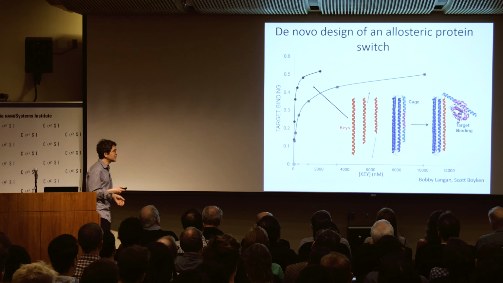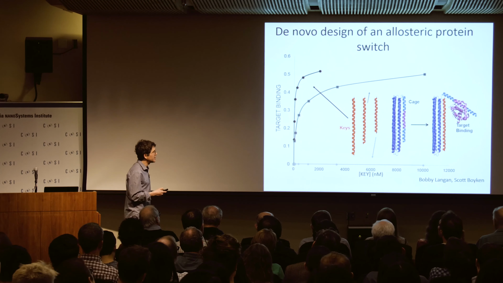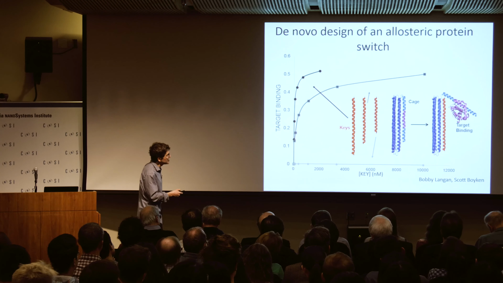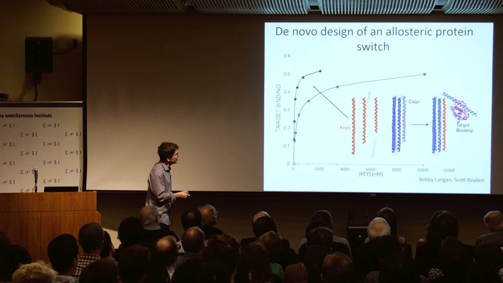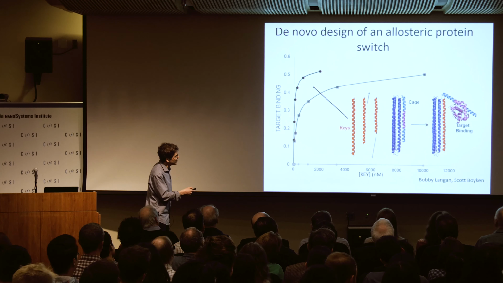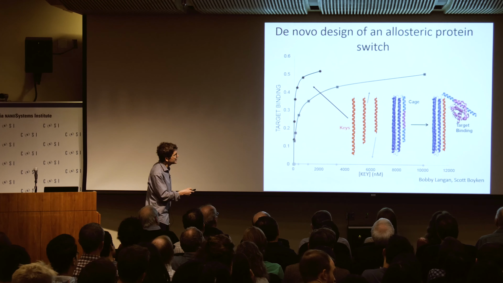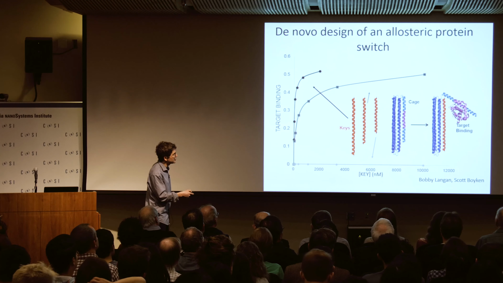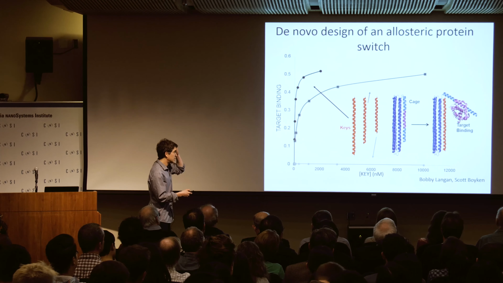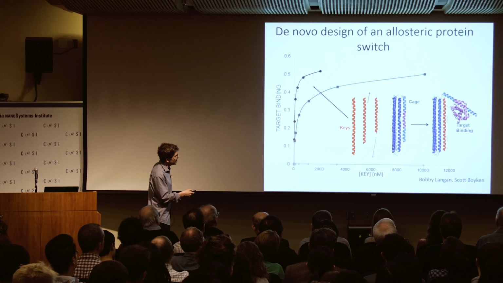So in a second example of dynamic proteins, I'm going to now talk about a primitive example of allostery. Here, Bobby Langan, working with Scott, has taken another one of the helical bundles that's held together by hydrogen bond networks, and he's embedded within it a peptide that binds a target. This is BCL2, involved in apoptosis. So this protein cannot bind the target at all because this peptide motif is locked in this cage.